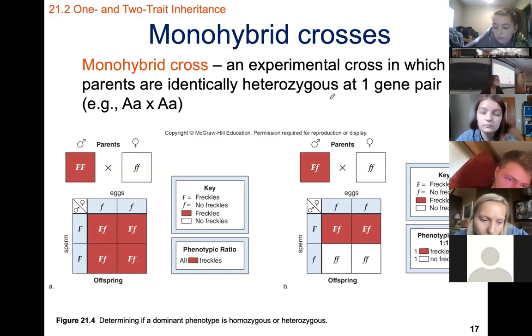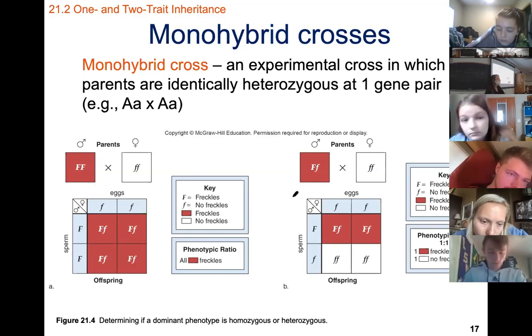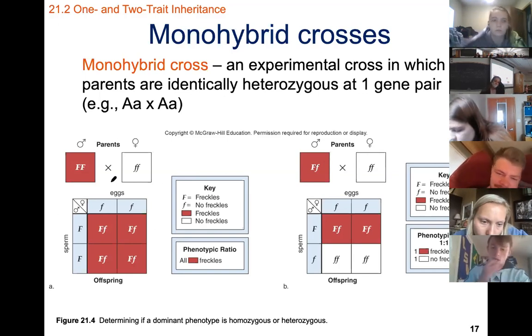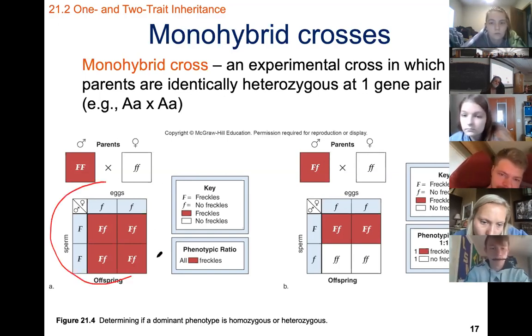What you need to worry about here is just making sure you know what the parents are and knowing what the offspring are. So here we have parents that are big F, big F and small f, small f. In the table, all of their offspring are going to have the dominant trait, and they're all going to be heterozygous.